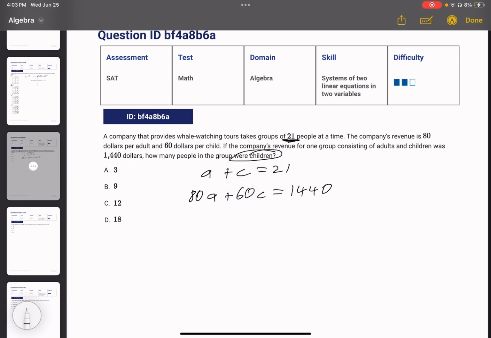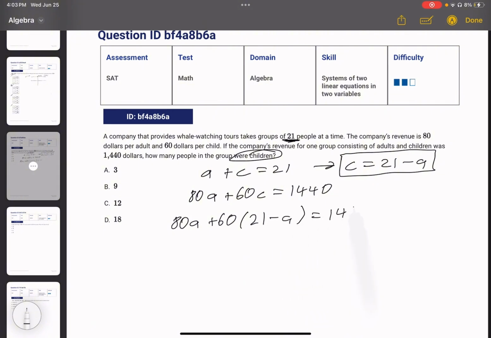So we're going to set up, I'm not going to do it the fastest way just so you guys know how to solve it if you don't set your variables right. So we're going to manipulate this equation first, and we're going to get C is equal to 21 minus A. And we're going to use this to plug in for C over here. So we get 80A plus 60 times 21 minus A is equal to 1,440. Now we're going to distribute and we're going to simplify our equation.